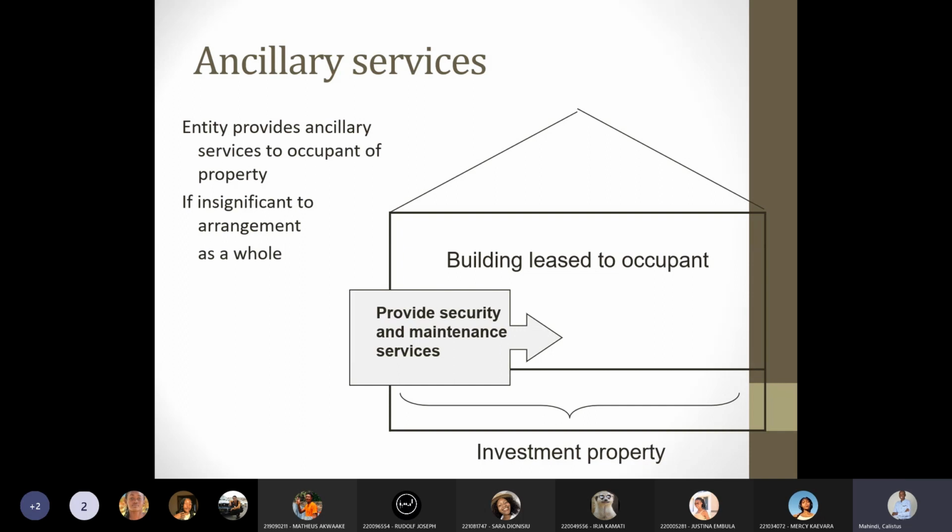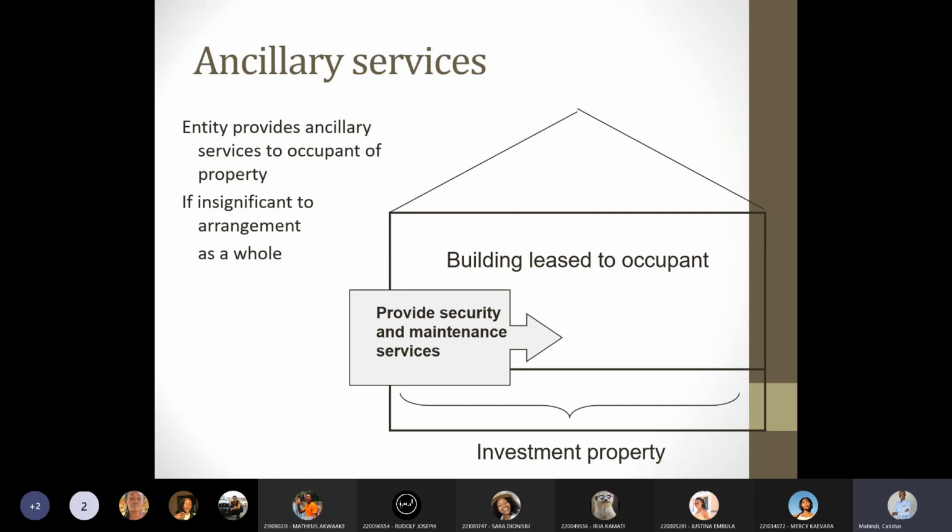So what do they mean by insignificant? Insignificant just means that it doesn't determine the income that you're going to get. The income you get from providing, let's say, security services is not a significant portion if you compare it to the amount that you're going to get from actually leasing the house.